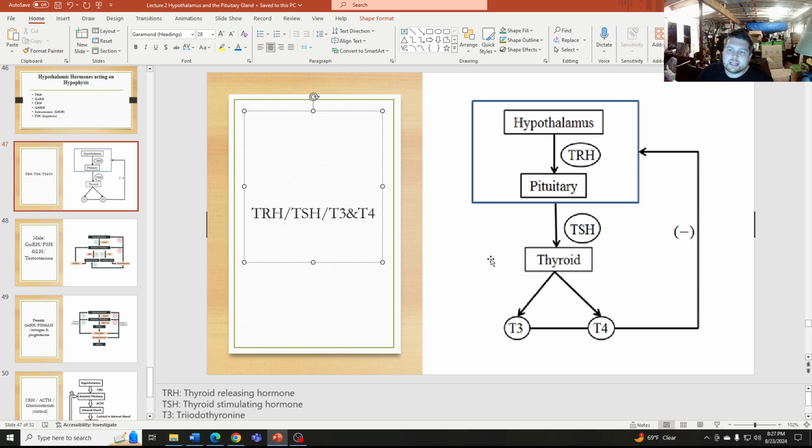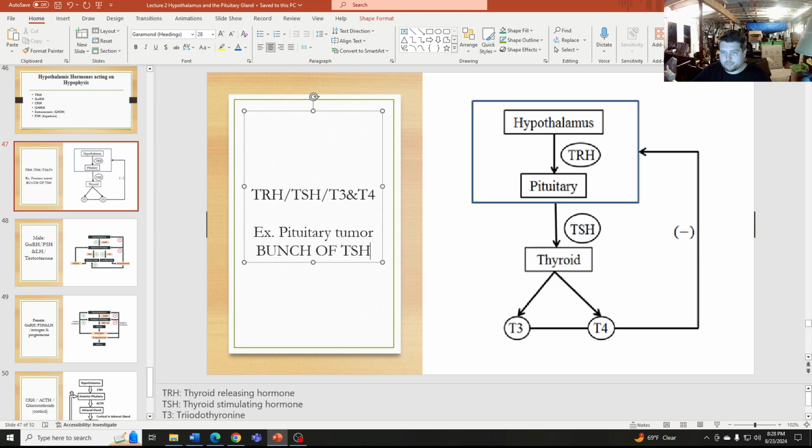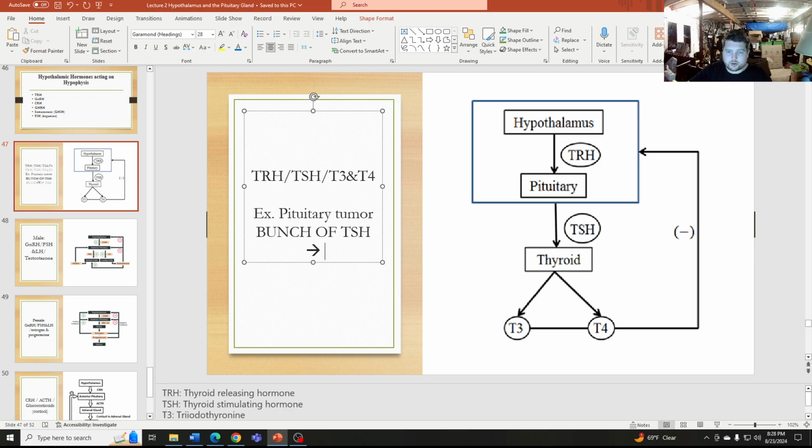So for example, let's say we have a tumor of the pituitary gland, and the pituitary gland is producing thyroid-stimulating hormone without any TRH. So let me give you an example. A pituitary tumor. So with a pituitary tumor, we make a bunch of TSH. And what's that going to do? That's going to cause high T3 and T4 levels.